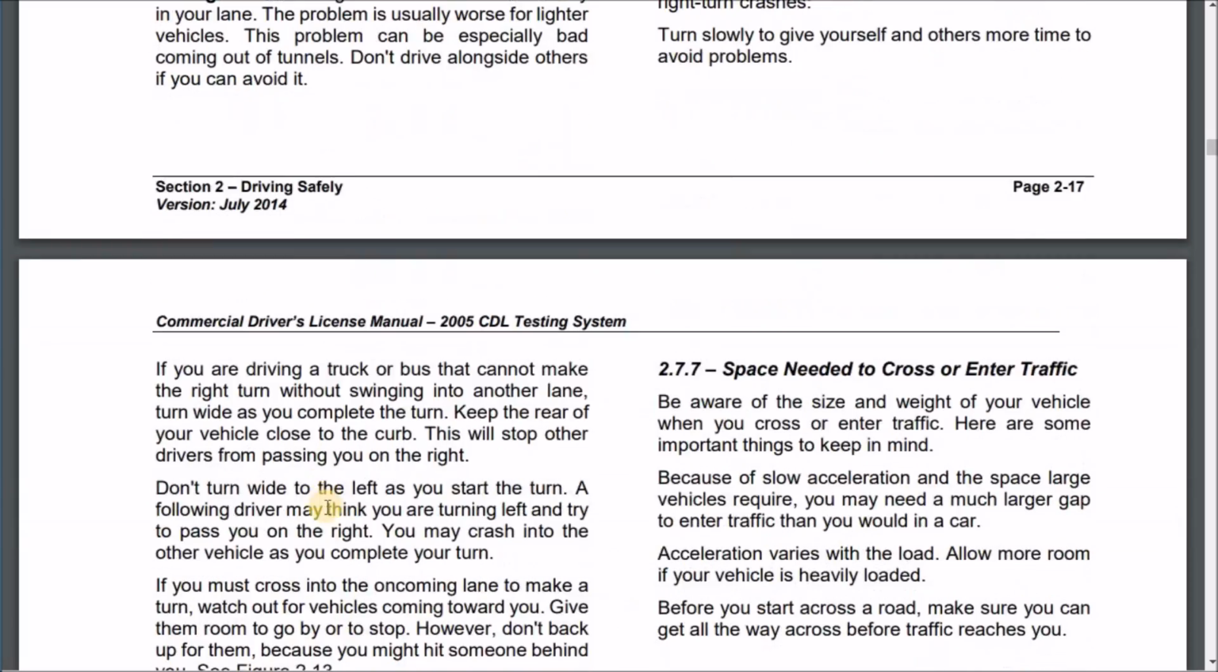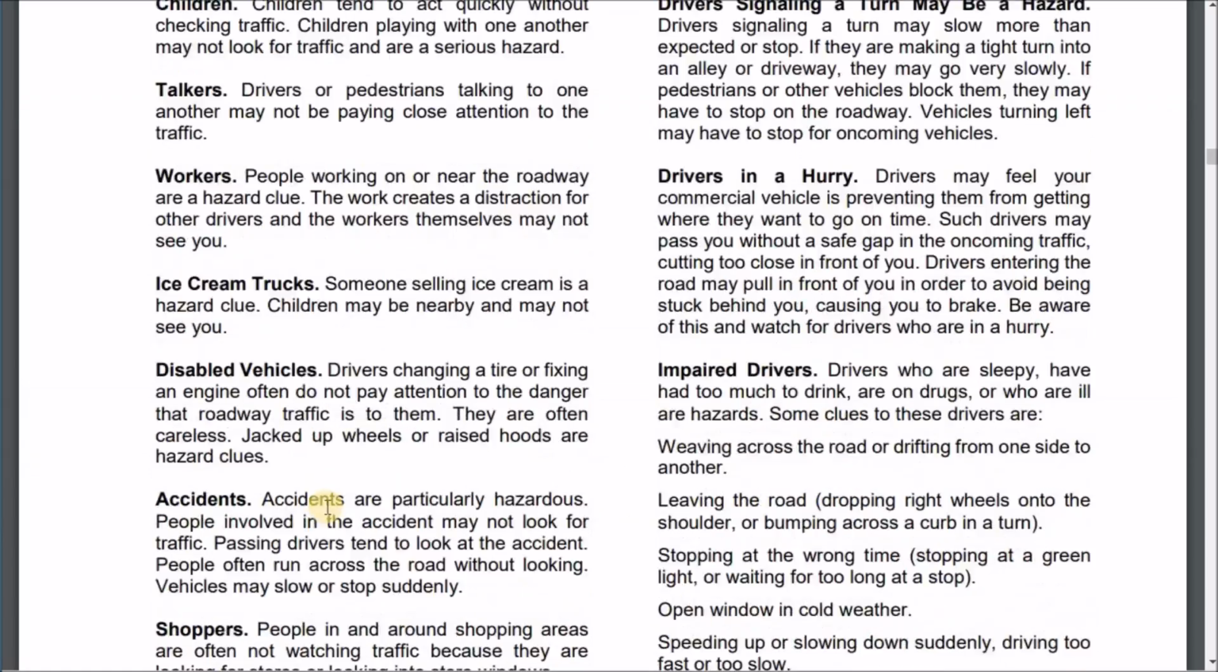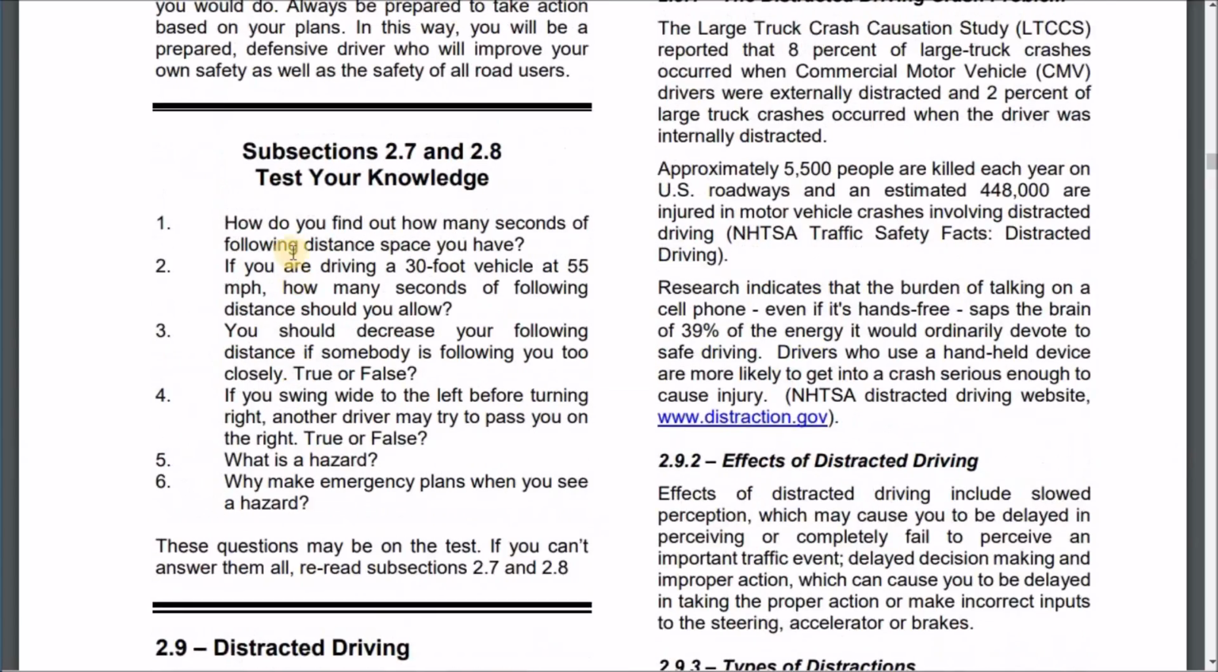All right, so let's see what else we've got. Scroll down to the next batch of questions. Here we go. Subsection 2.7, 2.8. Test your knowledge. Number 1. How do you know how many seconds of following distance space you have? No, sorry, not how do you know, but how do you find out how many seconds of following distance space you have? Number 2, if you are driving a 30-foot vehicle at 55 miles per hour, how many seconds of following distance should you allow?